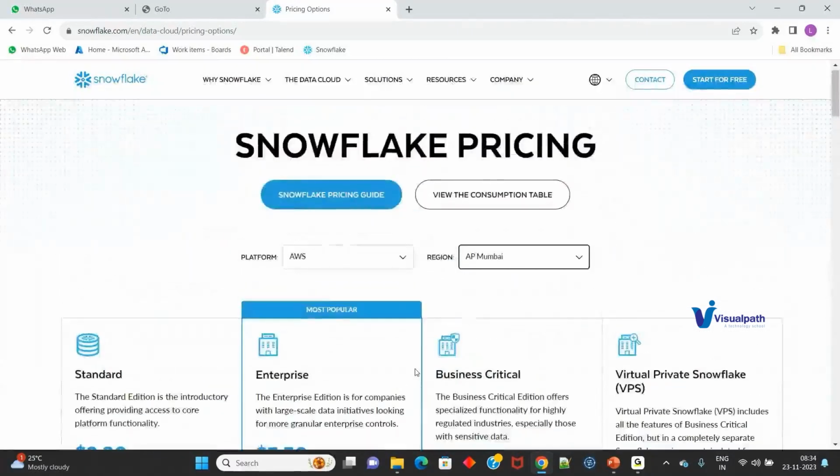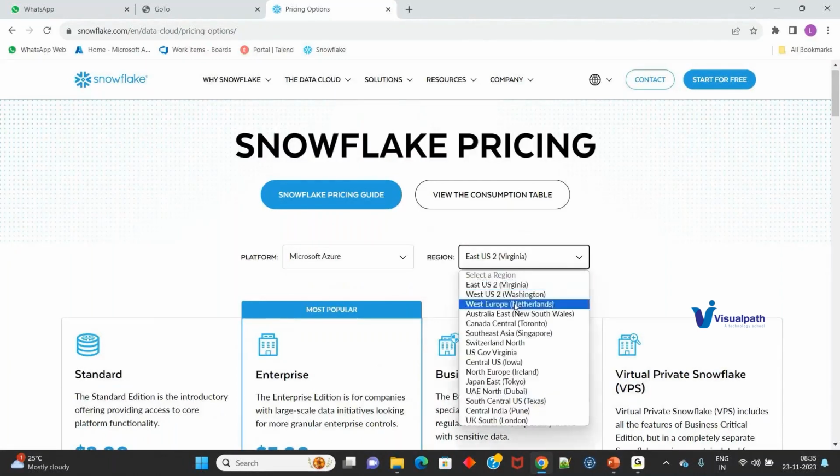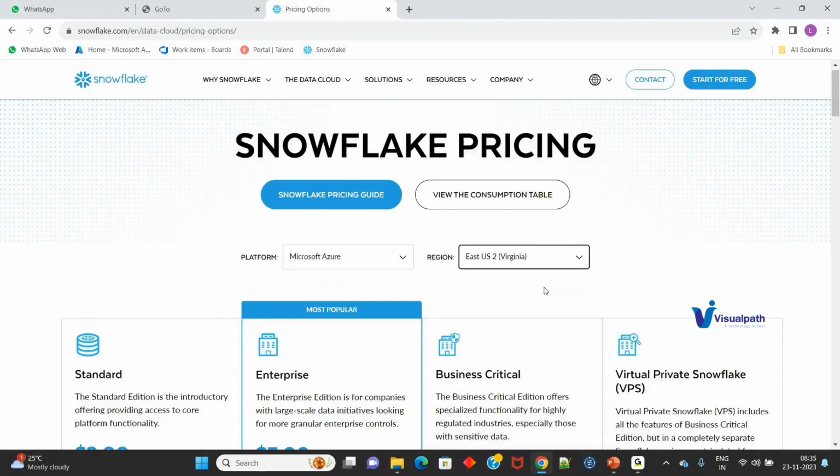Let's say if we go to Microsoft Azure. Again we need to be mindful here. The same region, let's say in AWS, AP Mumbai is there. The same region might be available or not. If I go to Microsoft Azure, the regions will differ. So here the region is East US 2 Virginia. The same region is not available with the AWS cloud. Maybe it may or may not be.